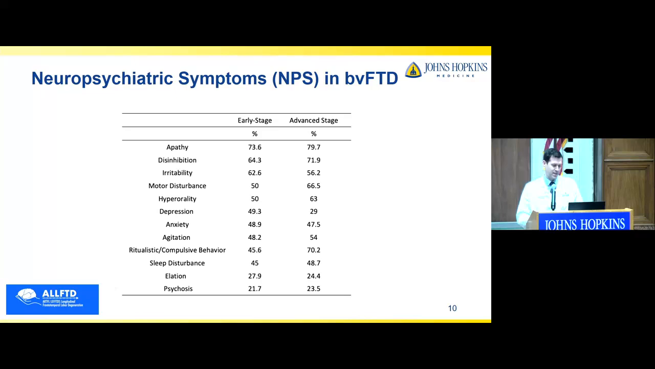You can see here symptoms like apathy, disinhibition, irritability, motor disturbances, hyperorality, which is a very interesting symptom in FTD, depression, anxiety, agitation, ritualistic compulsive behaviors, sleep disturbance, elation, and psychosis. And you can see they're quite common even early on in the illness, and even more so for most of the symptoms in advanced stages. But what was most interesting to me is that they're quite diverse. Some of these symptoms are almost counterintuitive, or you wouldn't think of them as co-occurring. And that fit what I was seeing in clinic.